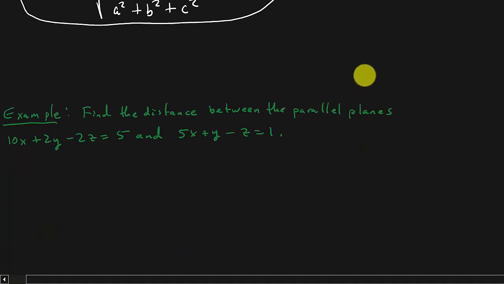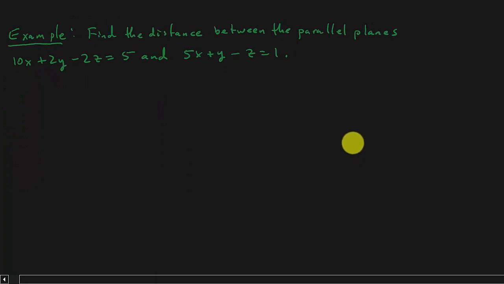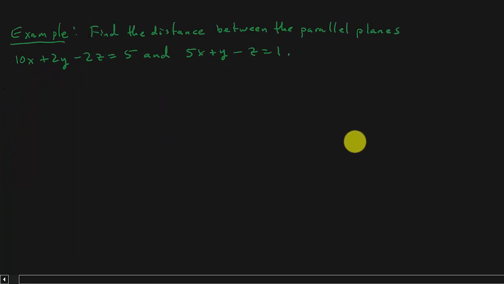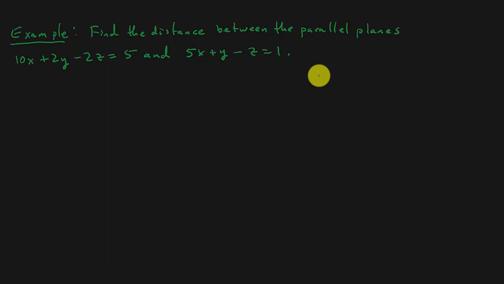All right, so let's look at this example. It says find the distance between the parallel planes, this plane and this plane. So let's find the distance between them. I know it tells us that the planes are parallel, but let's go ahead and show that they're parallel.